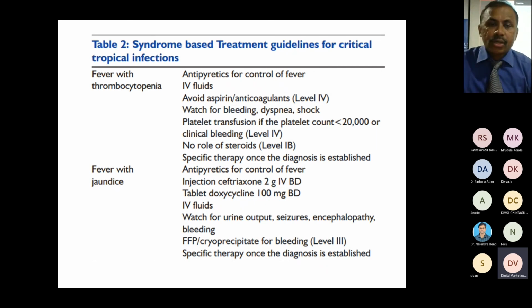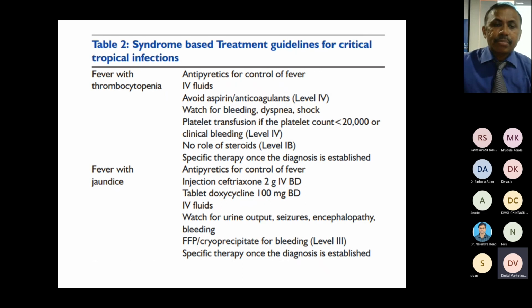Then dyspnea, shock, and then if the platelet count is less than 20%, or if the patient is clinically bleeding, you would go for platelet transfusion. At this point, there is no role for steroids. And then obviously we go for specific therapy once the etiological diagnosis is established.